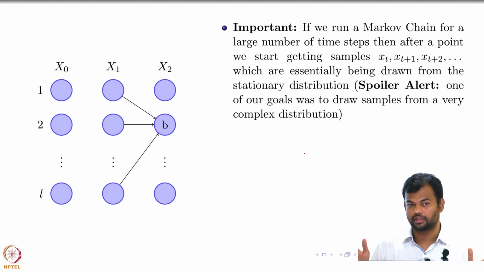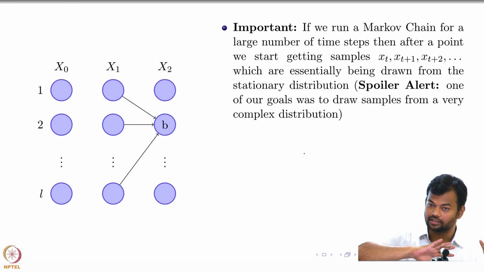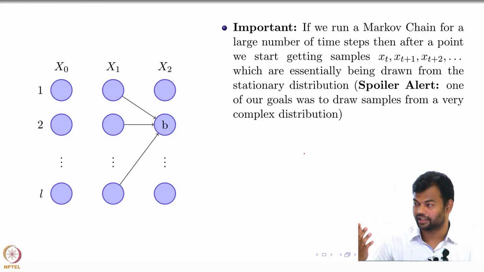One of the goals that we had was to sample from that intractable distribution. Now, whatever you have learned about Markov chains, can you give me the next part of the story? Can you tell me where we'll head eventually?